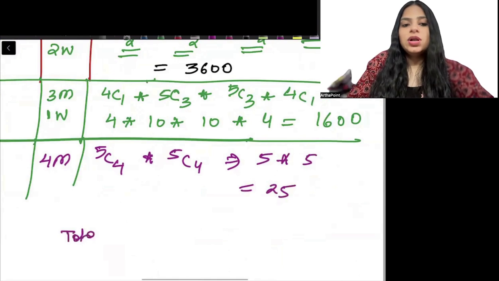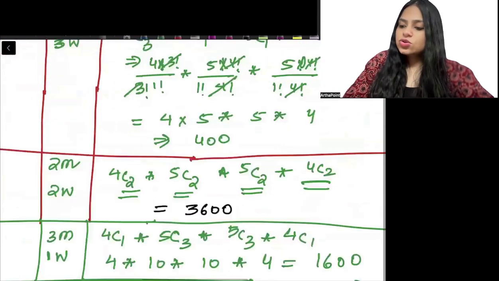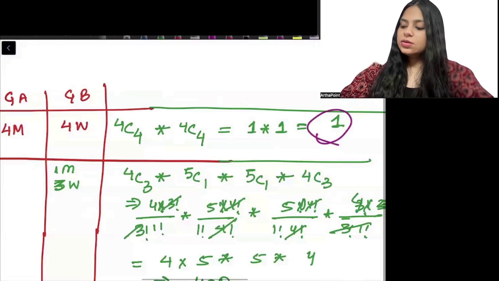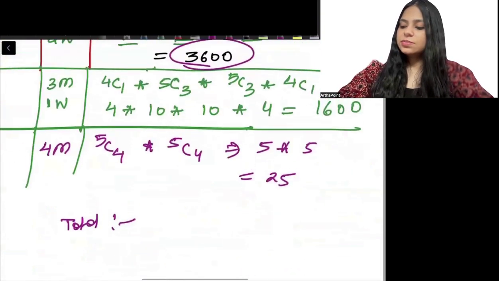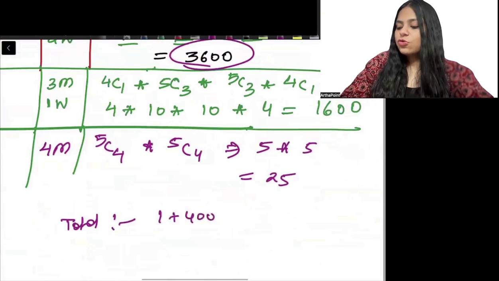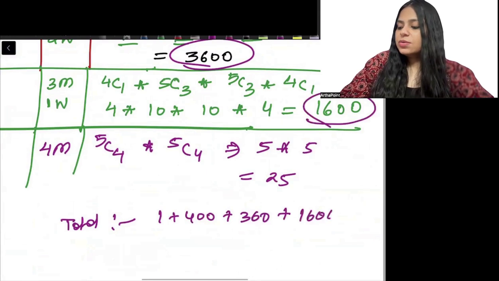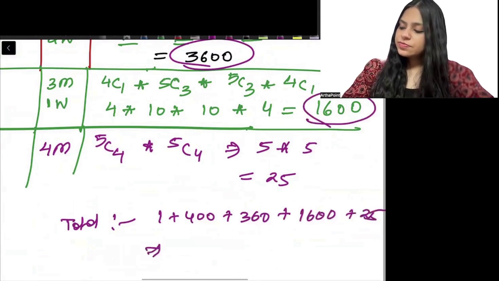Now we need the total number of cases here. So the total number of cases will be 1 plus 400 plus 3600 plus 1600 plus 25.